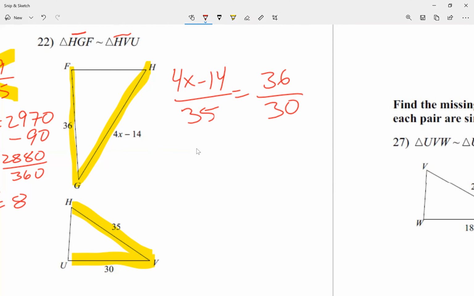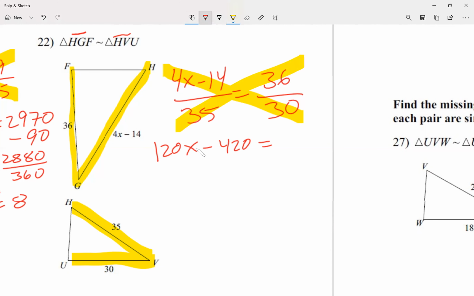Okay, so now we're going to multiply. We're going to cross multiply. We can always simplify, but I'm assuming you guys are using a calculator, so I'm not going to simplify. When I go this way, because of the minus, I'm going to go 30 times 4 and 30 times 14. So that's going to give me 120x minus 420 is equal to, when I go this other way, 36 times 35 is 1,260.